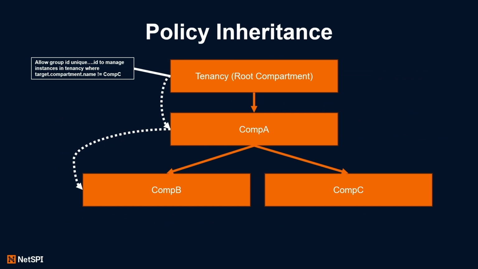I won't dwell on this too long, but this shows inheritance. If I attach a policy at the root level, those permissions are going to propagate downwards. In this case, I added a conditional that said, allow the group to manage instances in the tenancy, so the current compartment and everything under it, where the target compartment is not compartment C. You can see the permissions only apply to the root compartment, compartment A, and compartment B, but I used conditionals to exclude compartment C. So that's where you can use conditionals.